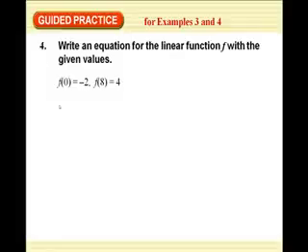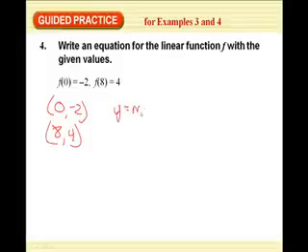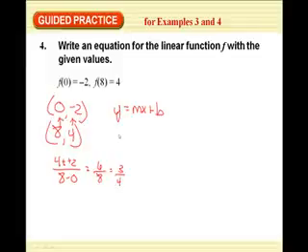And here's a point, 0, -2, and 8, 4. So they want us to write an equation, y equals mx plus b. So let's find the slope, that's y2 minus y1. I'm going to subtract up: 4 minus -2, 8 minus 0. 6 over 8, which reduces to 3/4.